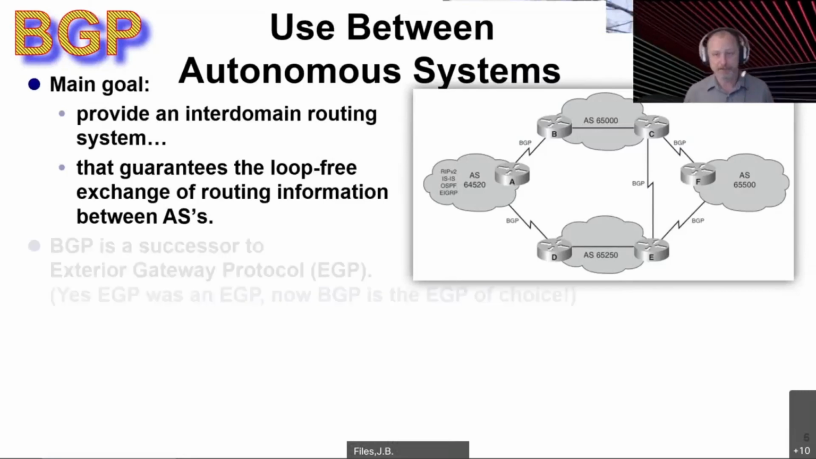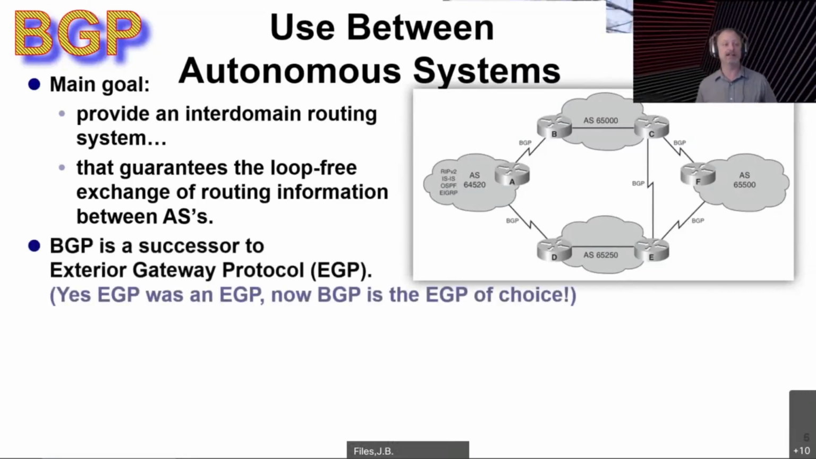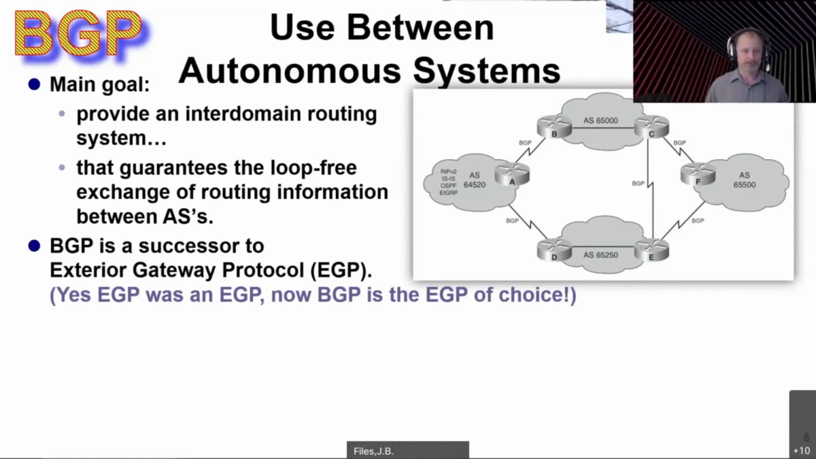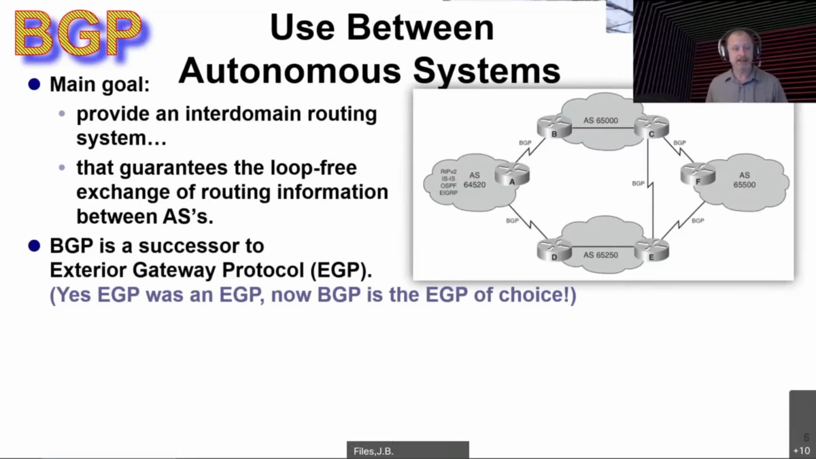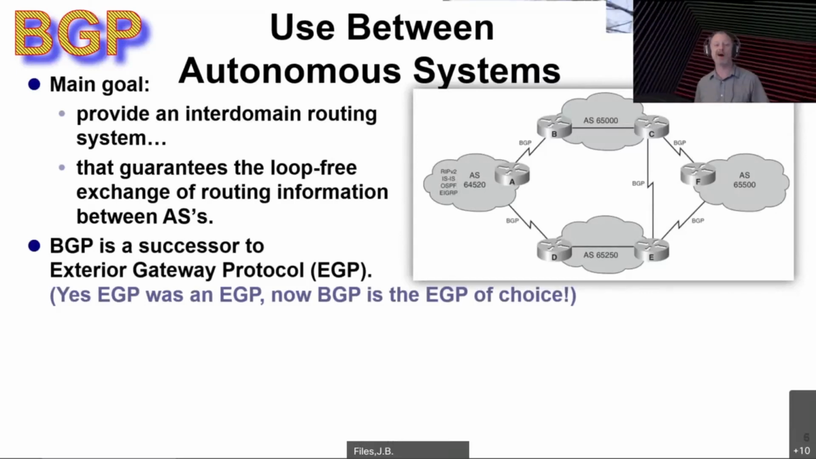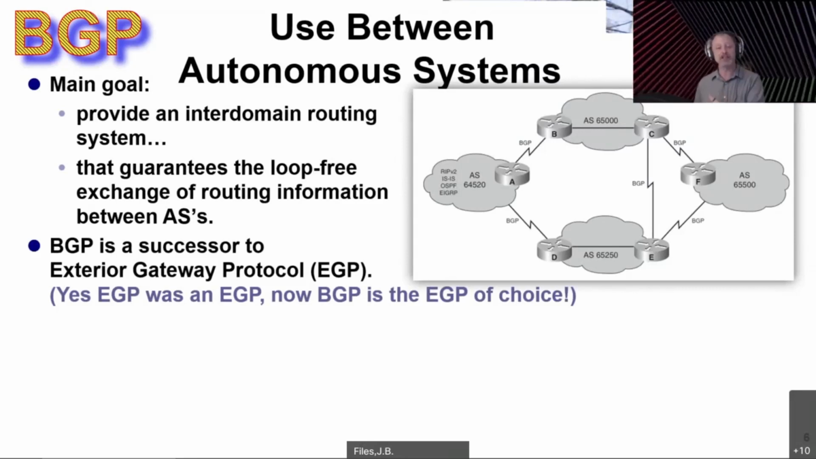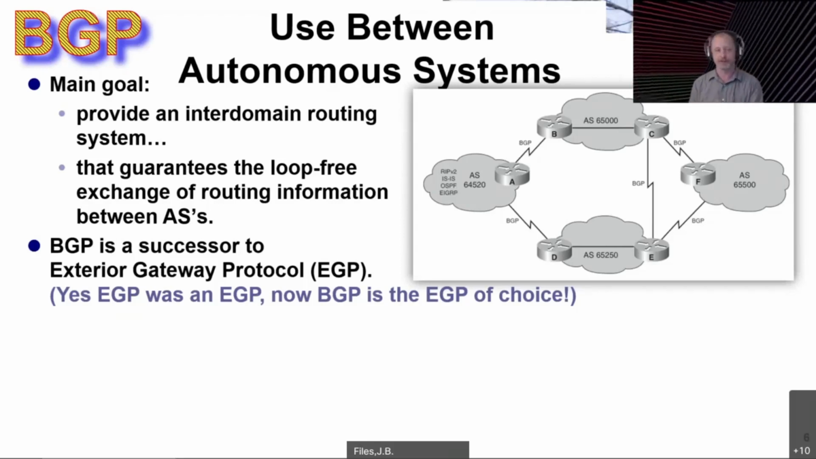Before BGP was something called EGP. There was an exterior gateway protocol actually called Exterior Gateway Protocol. So back then, EGP was an EGP. But now BGP has replaced EGP, and so BGP is the EGP of choice since EGP has been retired. So BGP has replaced EGP for the EGP.